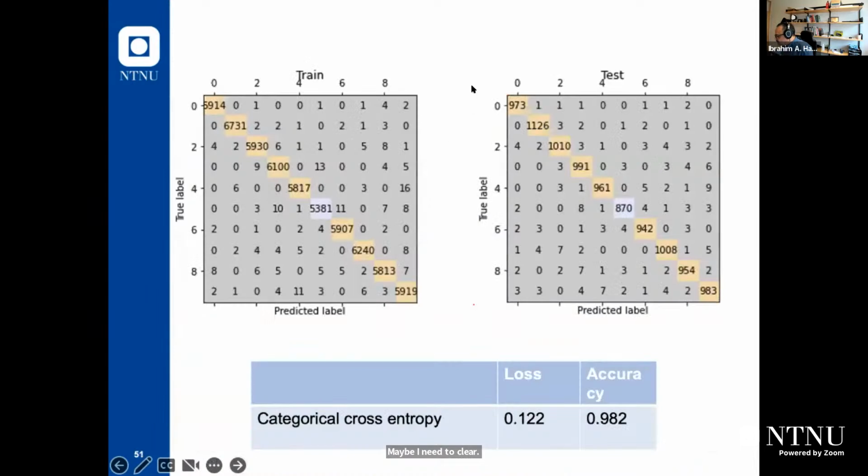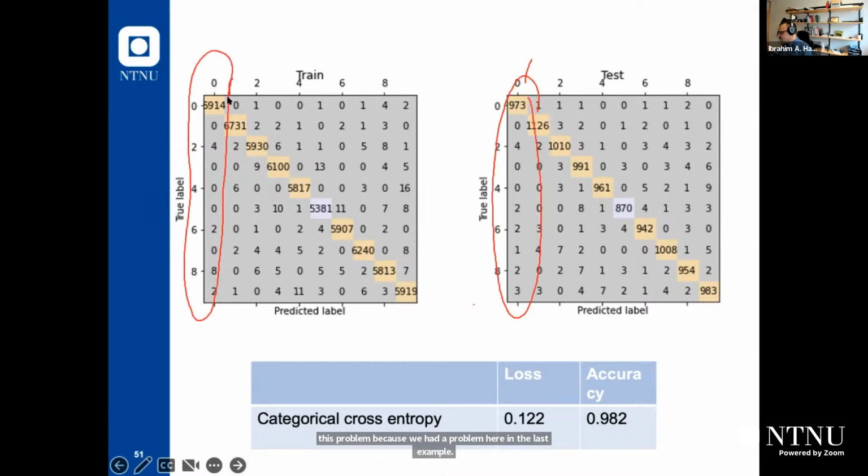Okay, so after doing this, we got much better results compared to sklearn, but this model is more complex: it has two more hidden layers, a different optimizer, and also a different activation function. As you can see here, for the test set, we don't have the problem with the confusion with 0. We don't have this problem here, because we had a problem in the last example, but we cannot make a comparison between the two because the two models are different, right?